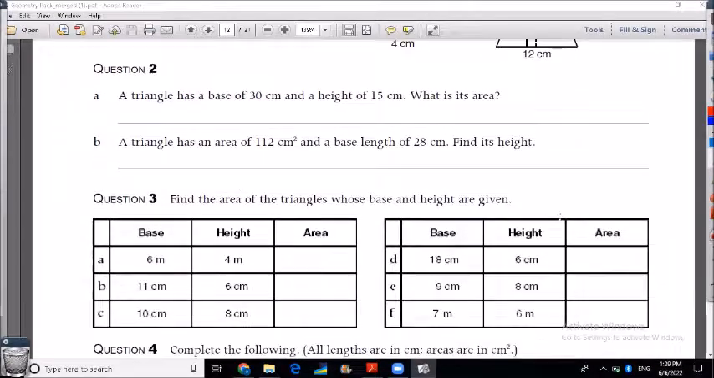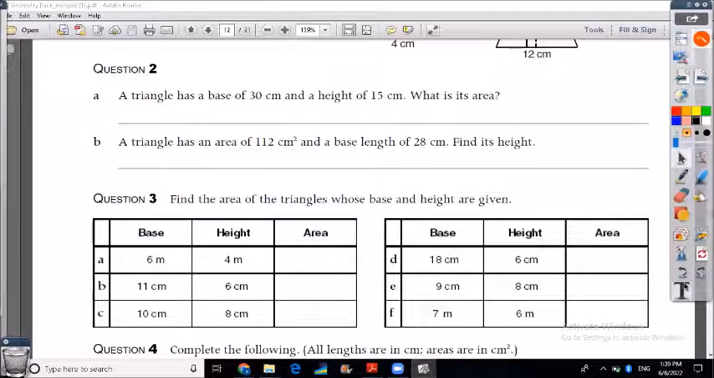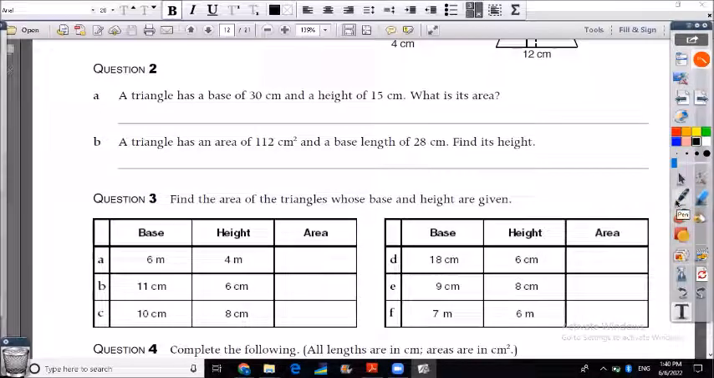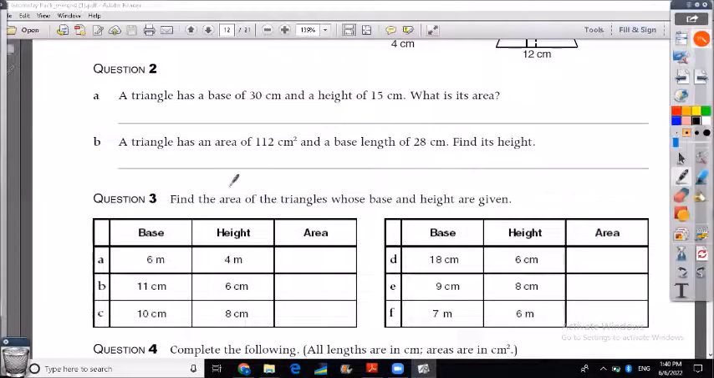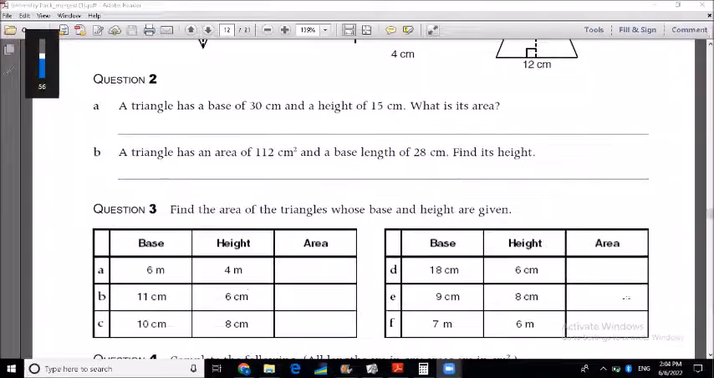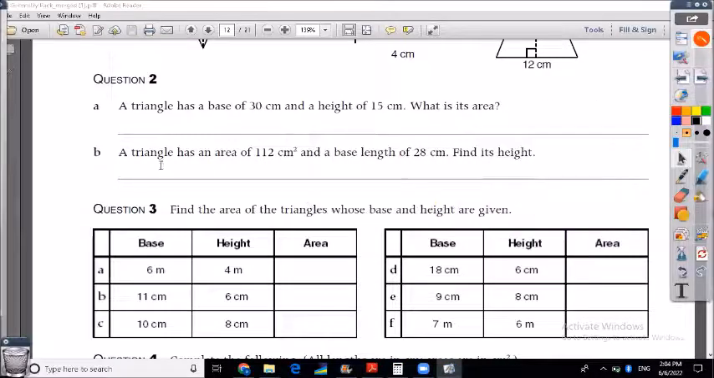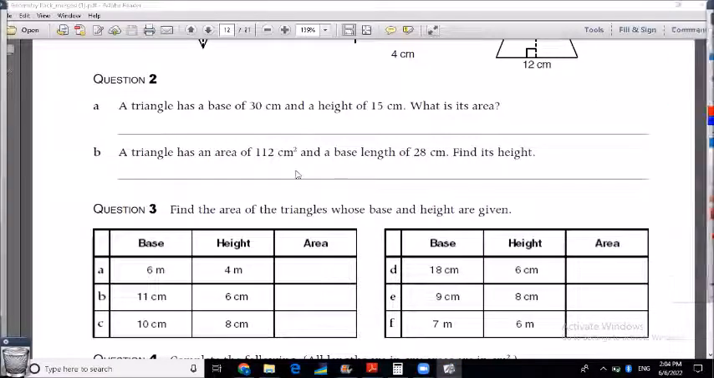We did this in class today, by the way. It was the boys who had that question, and Abdurrahman was answering it on the board. In a question like this one, they say a triangle has an area of 112 centimeters squared and a base length of 28 centimeters. Find the height. We're going to follow the steps exactly the same way.